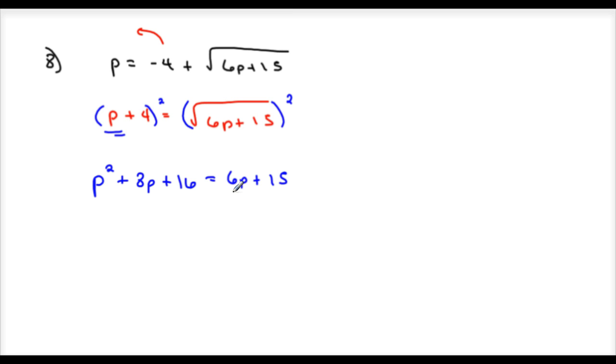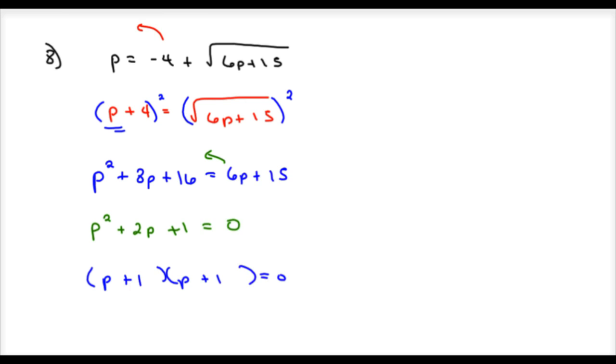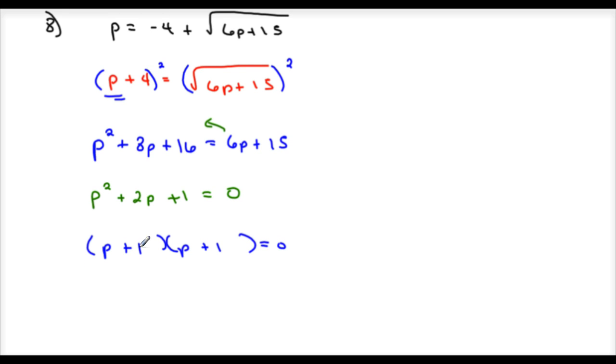I want to set this equal to 0. Bring everything over. So I'm going to bring over this 6p, so I'm going to subtract 6p. So p squared plus 2p. I'm going to subtract a 15, so plus 1 equals 0. Factor. This will give me p plus 1, p plus 1 equals 0. They both are the same solution here, so p equals -1.